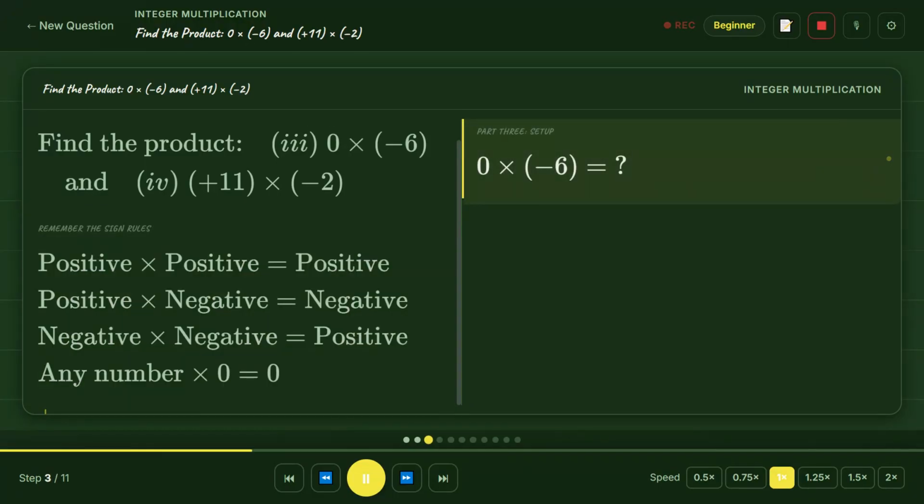Okay, let's start with part 3. We need to times 0 by -6. What do you think the answer will be?